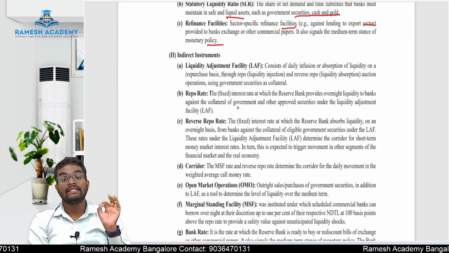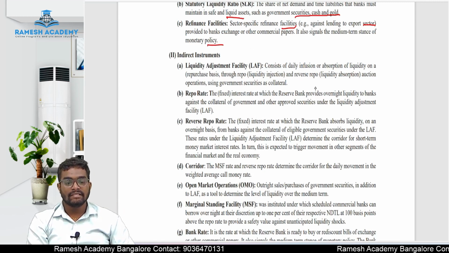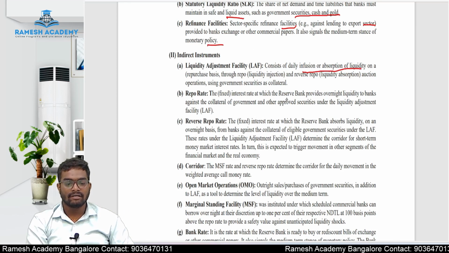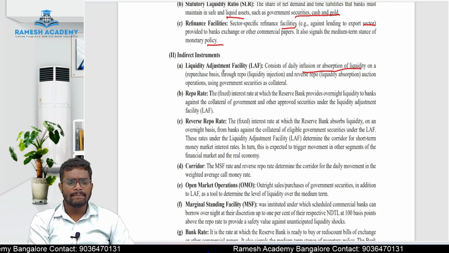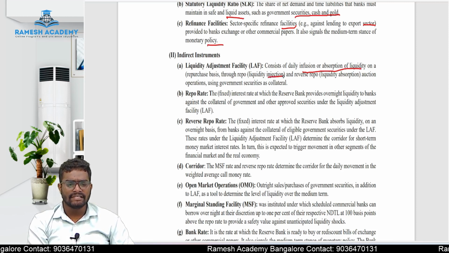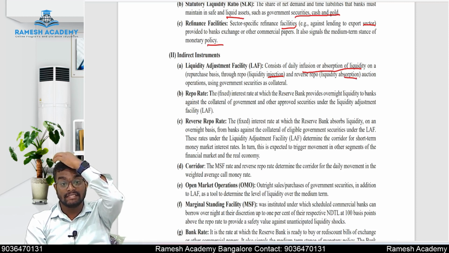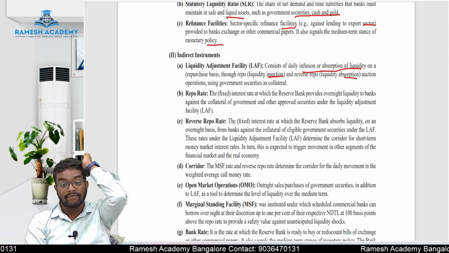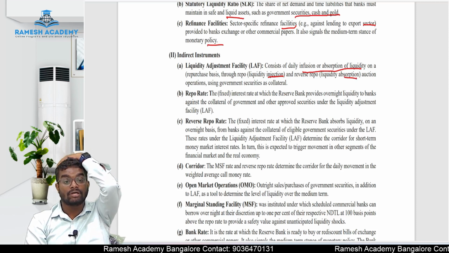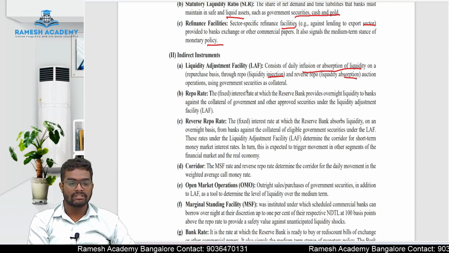So first one is the liquidity adjustment facility. It consists of daily infusion or absorption of liquidity on a repurchase basis through repo liquidity injection or reverse repo liquidity absorption. So they are telling that it will use the repo rate and reverse repo rate to control the monetary policy. First is the repo rate.